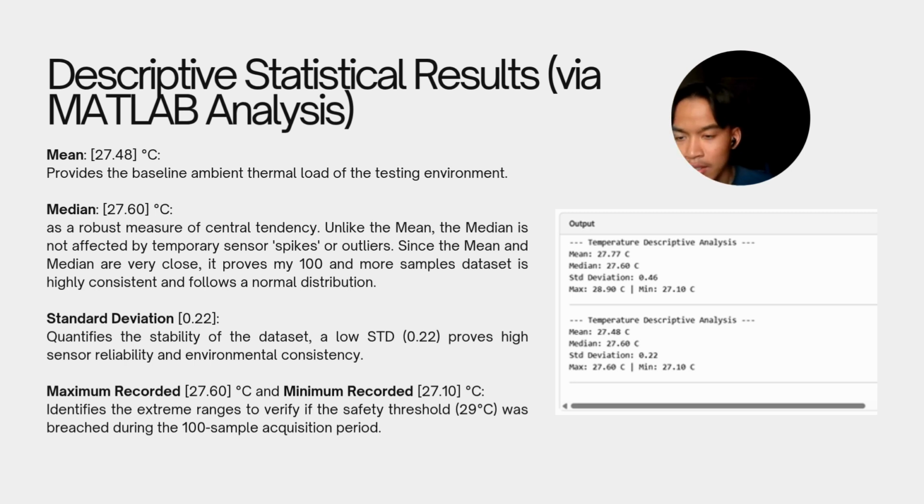Since my mean is 27.48 Celsius and the median is 27.6, they are very close, which proves that my 100-sample dataset is highly consistent and follows a normal distribution. The standard deviation quantifies the stability of the dataset, and a low standard deviation proves high sensor reliability and environmental consistency. The maximum and minimum values identify the extreme range to verify whether the safety threshold, which is the 29 Celsius limit, was breached or not.